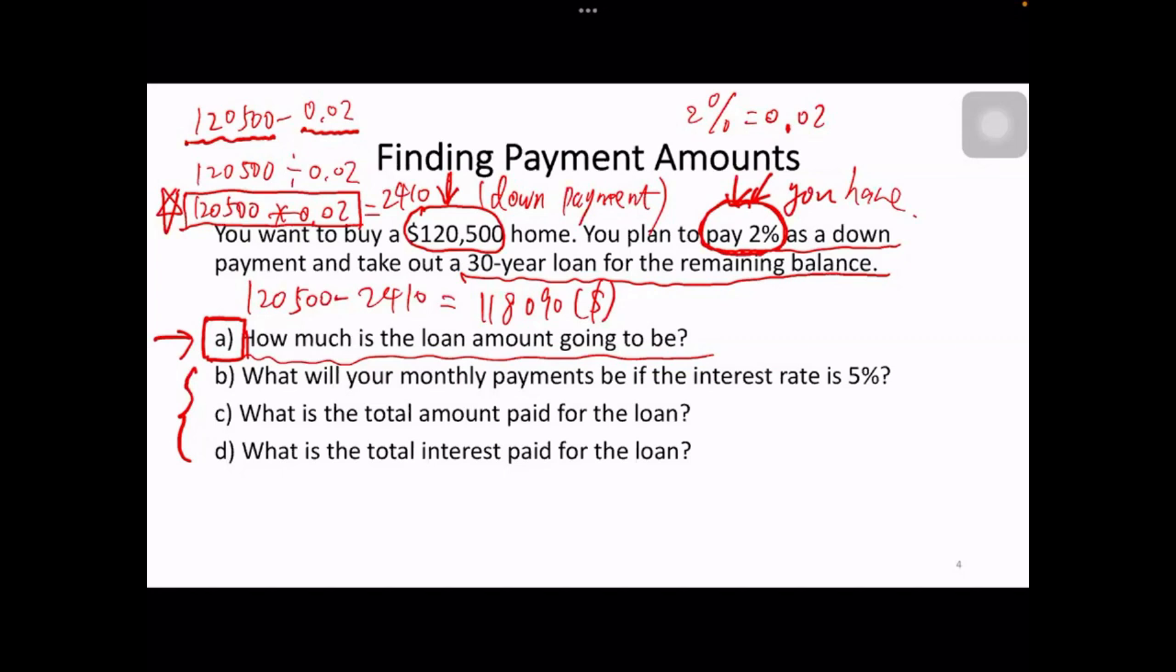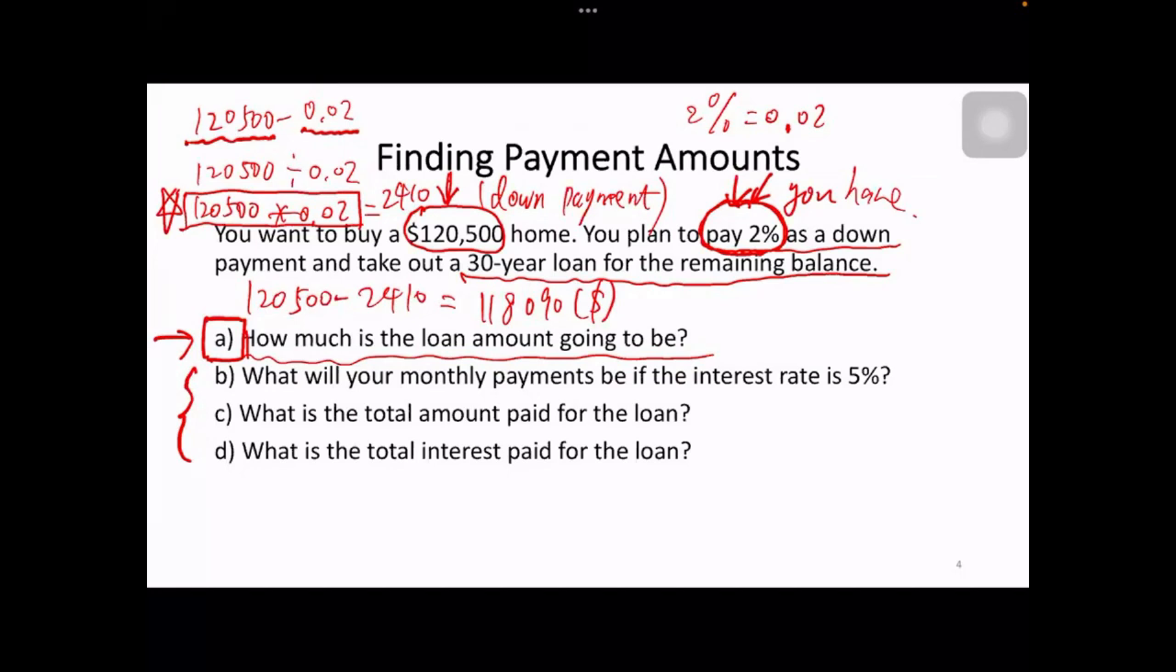So that's just one way to do it, okay? So we break it up into 2 steps. First step, we find the down payment amount, and then we subtract the down payment amount from the total house value to get the loan amount. Actually, we have another way to find the loan amount directly, okay? Let me see if you can understand this logic.